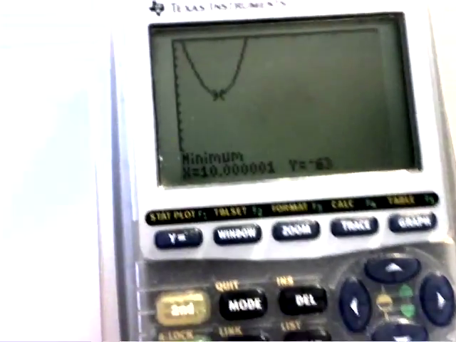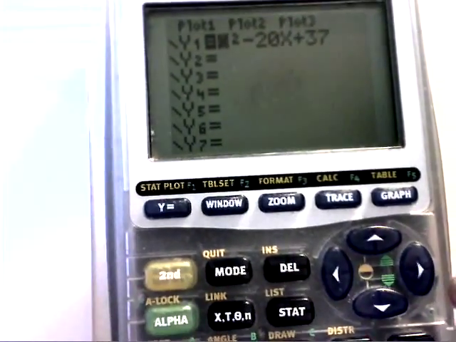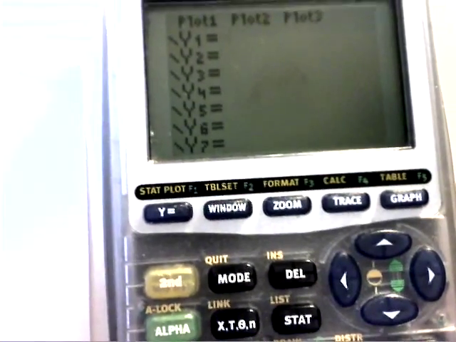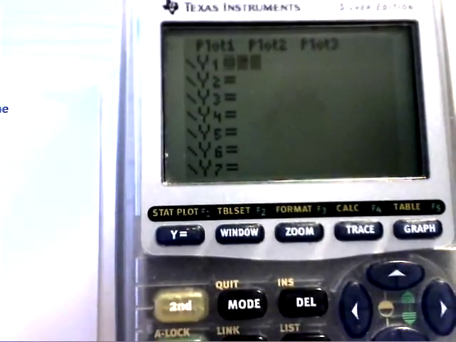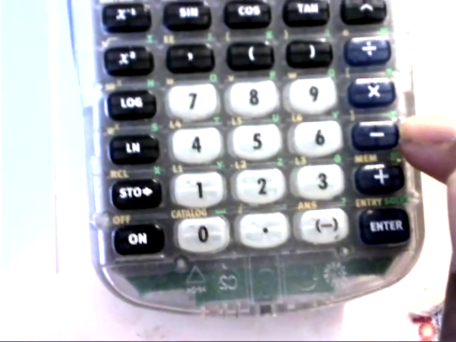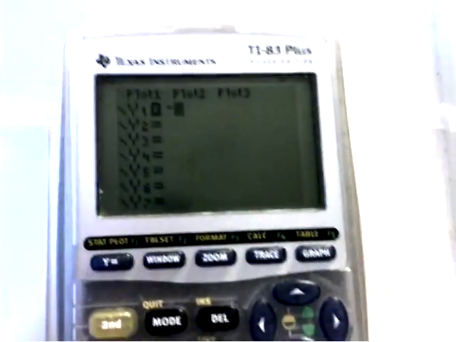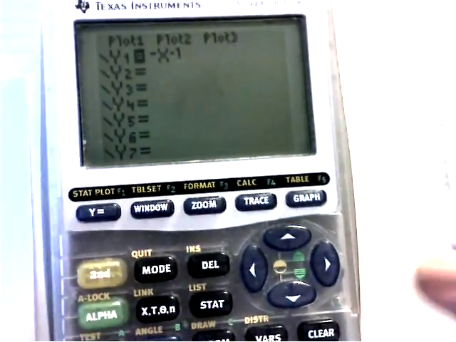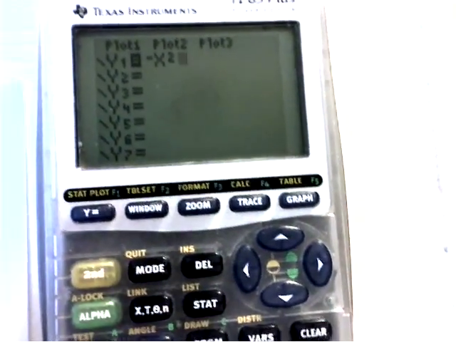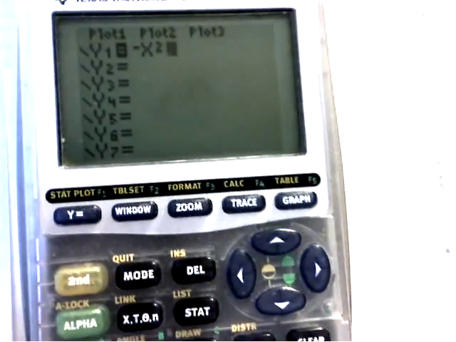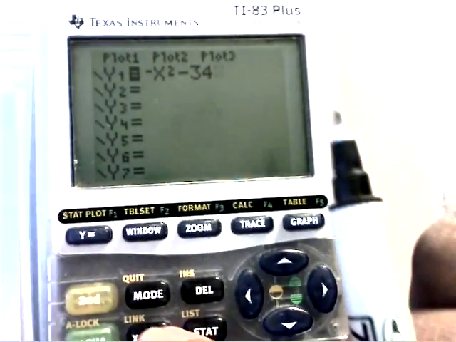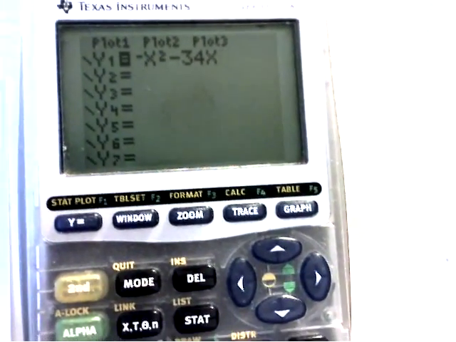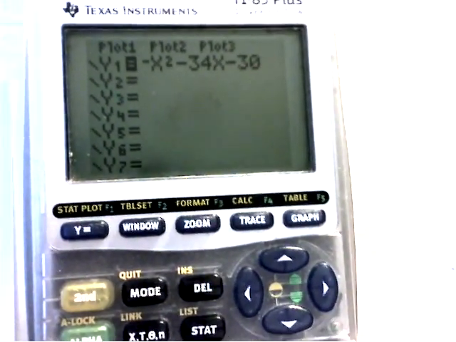Okay, so back to the calculator, go to y equal. Let's clear this equation out. We got negative x squared. The negative key is at the very bottom of the calculator, so make sure you press the negative key and not the minus key. Use the negative key for negative x squared. So for negative, and then X-T-theta for the x, and then hit your x squared button for the exponent of 2. And then minus 34, then hit your X-T-theta for your x, minus 30.